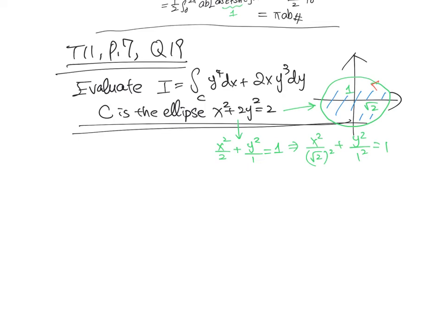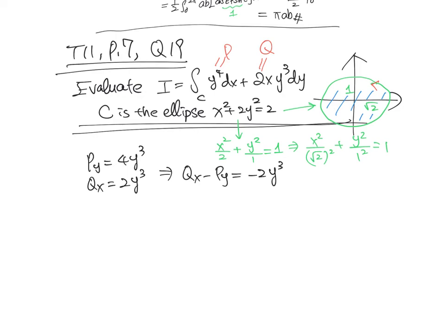Well, with the help of this, we know that this one equals P, this one equals Q. So we want to find out what is Py. It just equals 4y to the power 3. Qx just equals 2 to the power 2y to the power 3. So this implies Qx minus Py just equals minus 2y to the power 3. So for the integral, we would like to use Green's theorem.